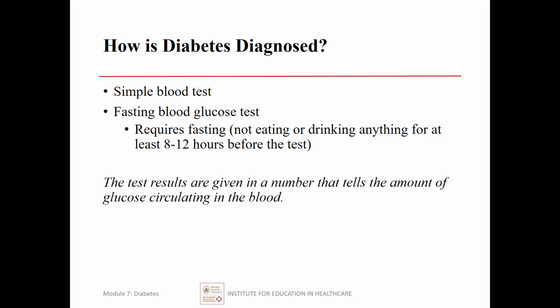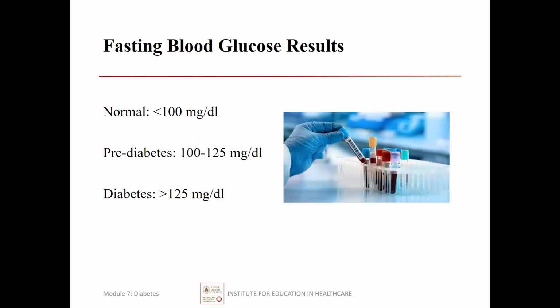And the test results are given in a number that really tells the amount of glucose circulating in the blood. So a fasting blood glucose test, the way those results are interpreted, if it's under 100 milligrams per deciliter of glucose in the blood, that's a normal blood sugar, so that person does not have diabetes. If it's over 125, that person has diabetes. And then if it's between 100 and 125, that's pre-diabetes. So that's higher than normal, but not so high that we would call it diabetes.